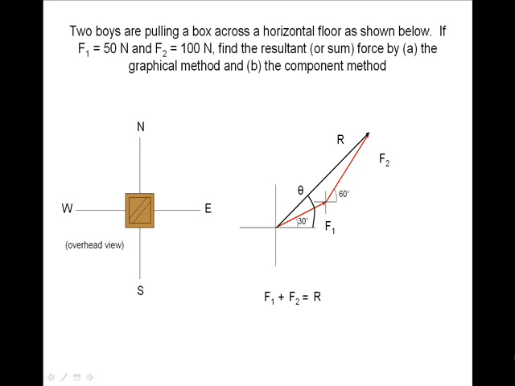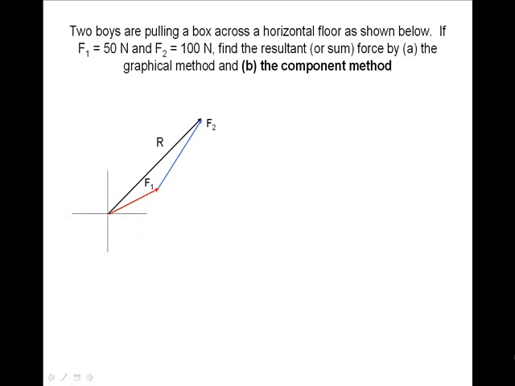The angle theta is the angle that the vector makes with the original x-axis. If we had drawn F1 and F2 to scale, we could then place a ruler on R and measure the distance of the vector. This would be the size of the force of R. We could then put a protractor on the vector R and find the value for the angle theta.